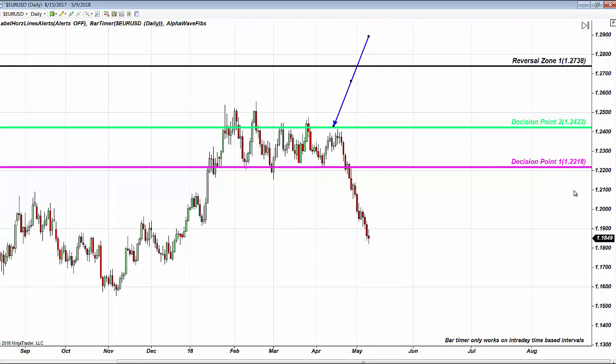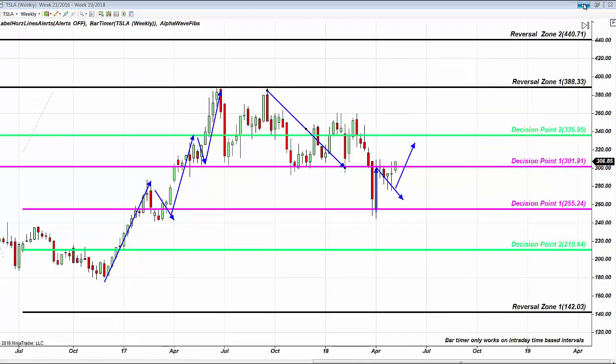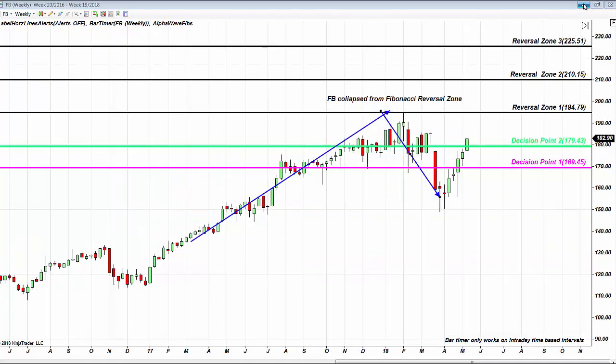Most important target, no matter what you trade, decision point 2. Every day, every time in our trading room. And that would be the key on Tesla. And that's where Apple is now. All the same formula. Facebook is heading drastically higher.